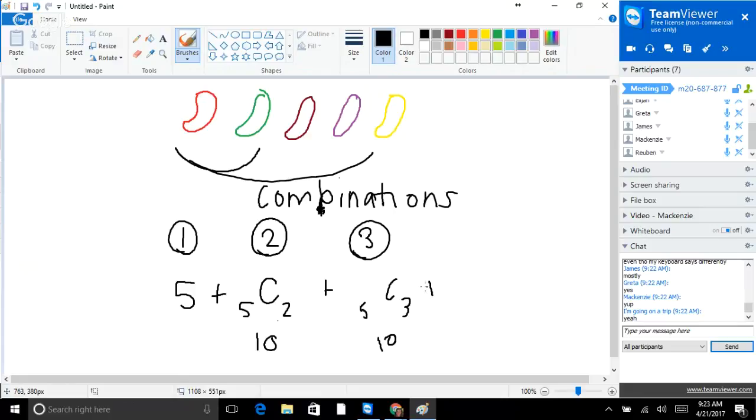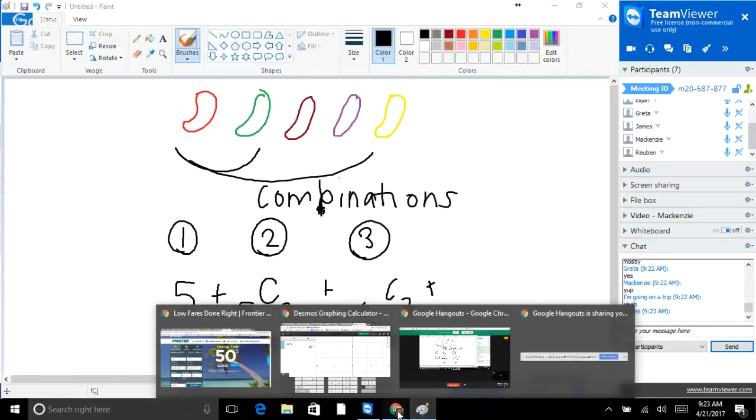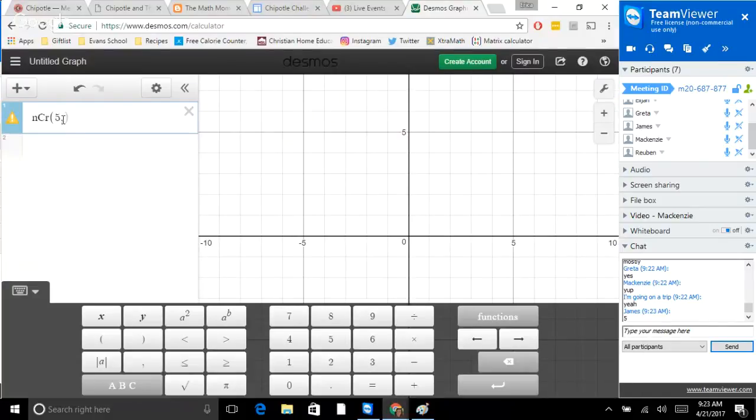All right. What about how many ways can we pick 4 flavors? Does anybody have a guess? 5. I'm with you, James. We have 5 different ways. And Desmos should also show us that. 5 different ways, right?